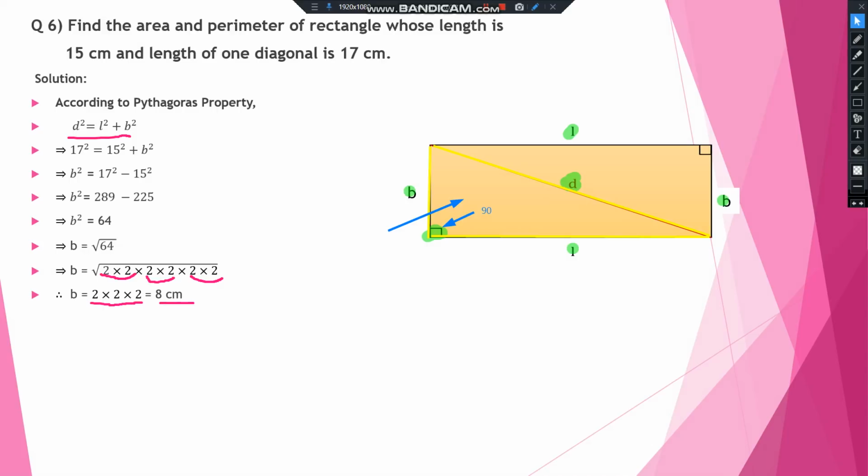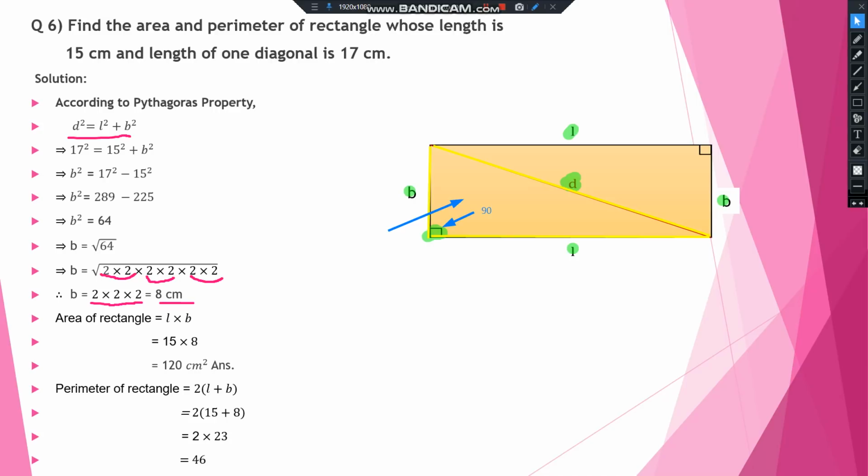Length is already given in the question, so we can find the area. Area of the rectangle is length into breadth. So place the values: 15 multiplied by 8, that is 120 centimeter square. Now the perimeter of a rectangle, you know, is twice length plus breadth. So placing the values 15 and 8, we get the perimeter of the rectangle as 46 centimeters. So area is 120 centimeter square and perimeter is 46 centimeter.